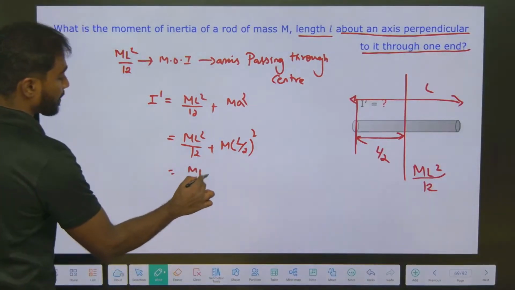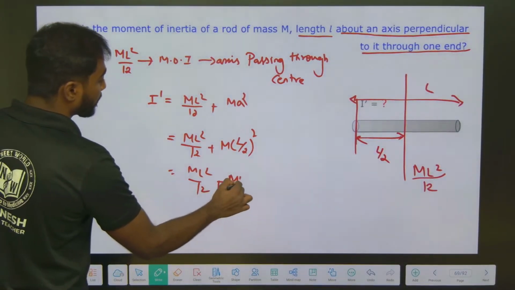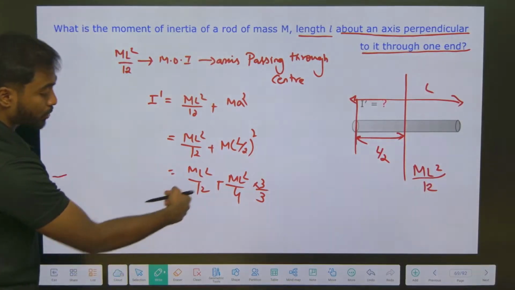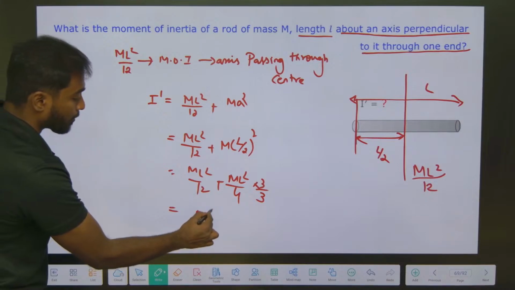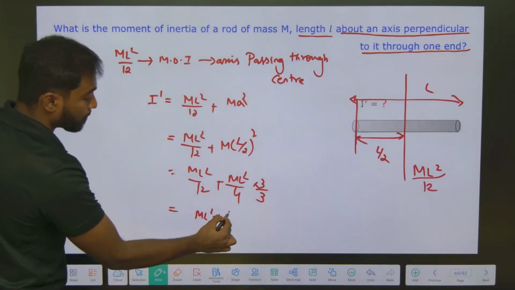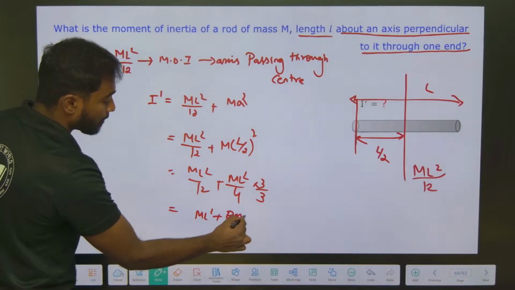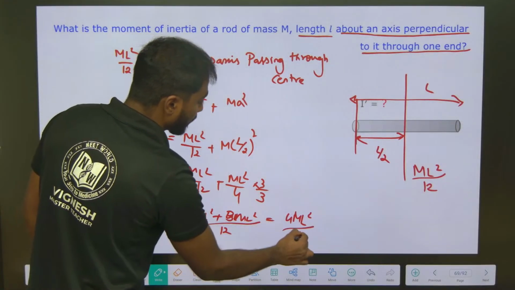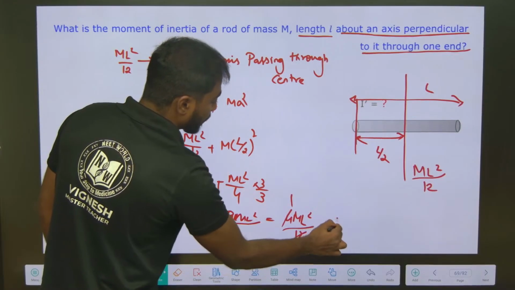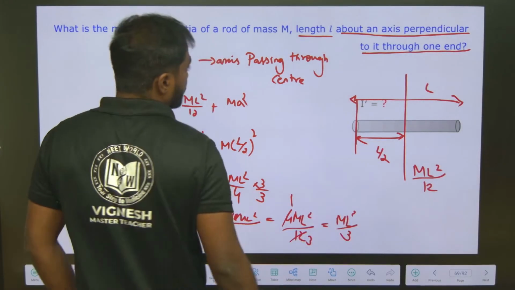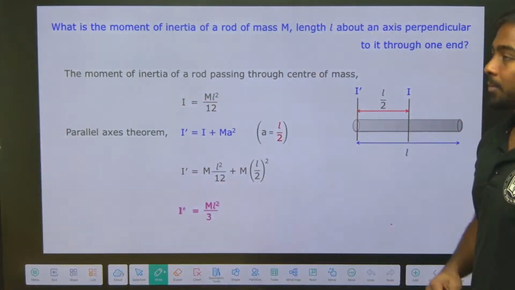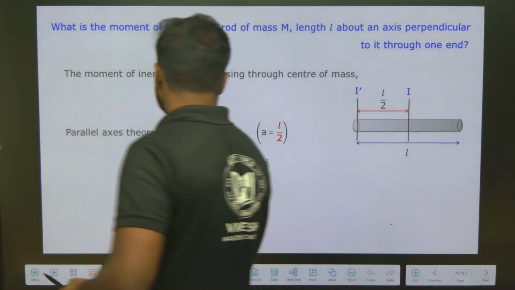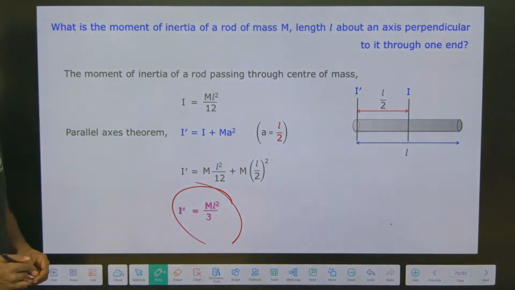So this is m L square by 12 plus m L square by 4. I multiply by 3 so that the denominator will be the same: m L square by 12 plus 3 m L square by 12, which is nothing but 4 m L square by 12, so m L square by 3. This is how we will do the sum whenever they give a parallel axis. So this is the answer, m L square by 3.